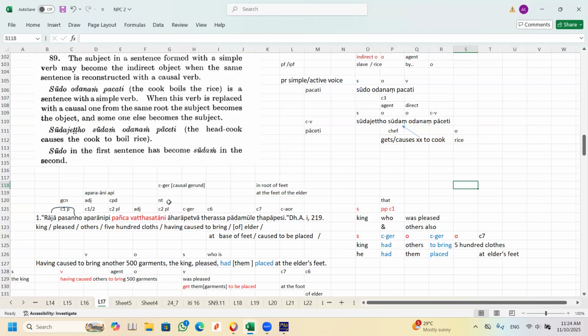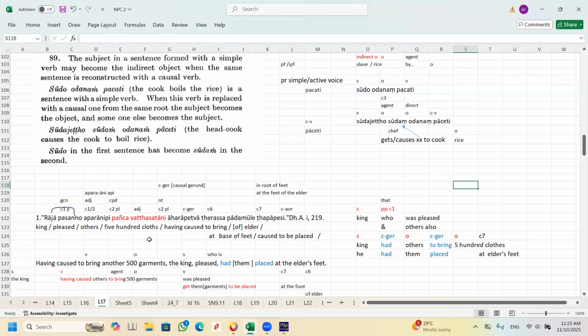Then if you look carefully at this, can you see the word pancha? Pancha is 5. Vata is a cloth. And then satani, sata is 100. Satani takes a neuter noun because this is a compound. That means 500 cloths. So this one also takes this ending. Because this is a neuter noun, it can be your subject as well as the object. So our logic is still there.